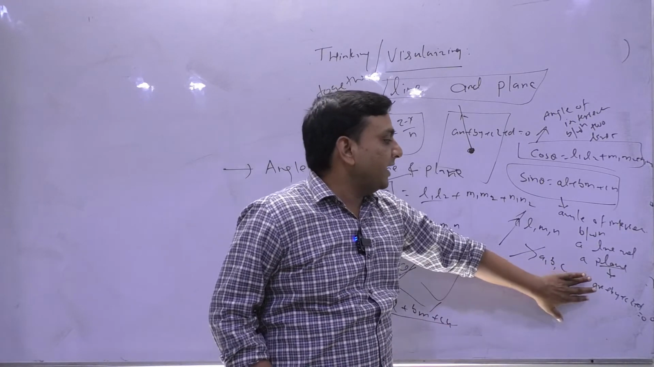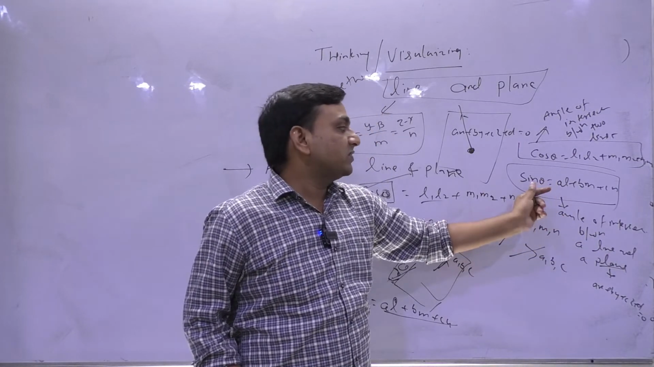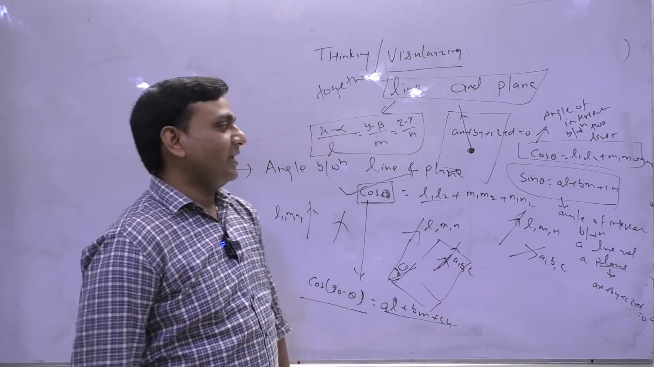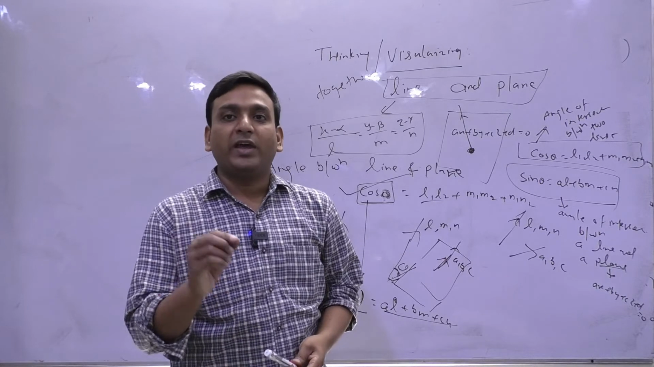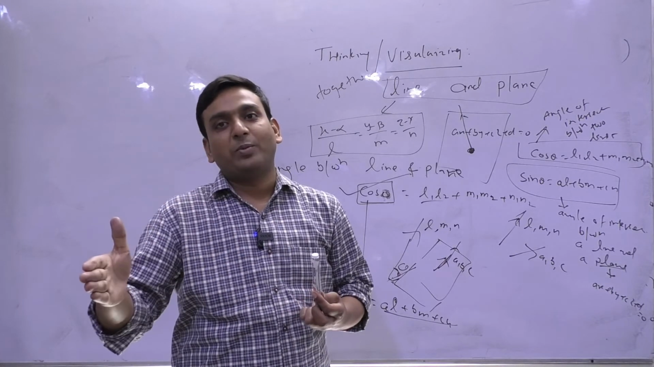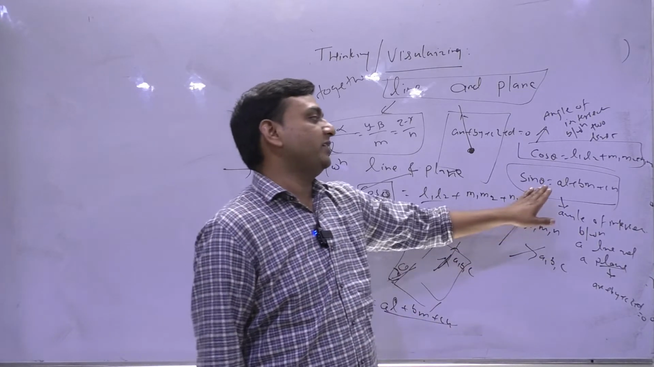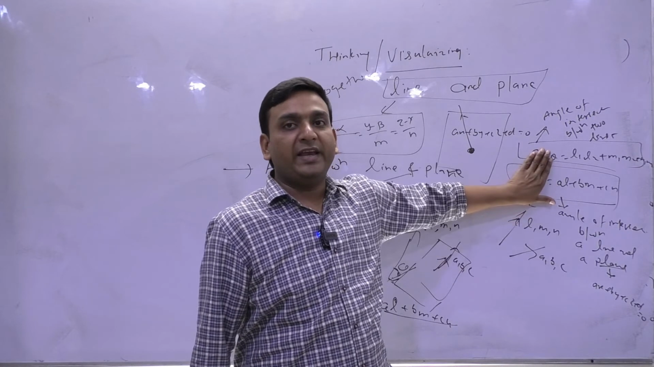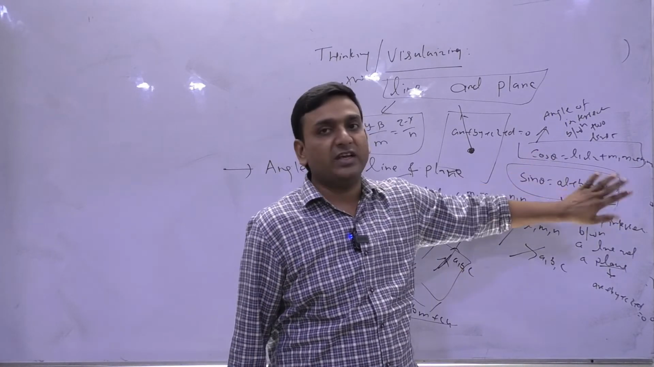So to get the angle between a line and plane, please do remember that sin theta will be AL plus BM plus CN. Now the story is: what is the condition when a line is parallel to a plane? When a line is parallel to a plane, theta is 0 or pi or something. This will become 0. So line and plane will be parallel if AL plus BM plus CN equals 0.